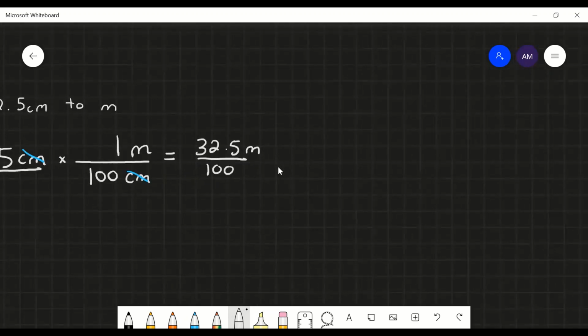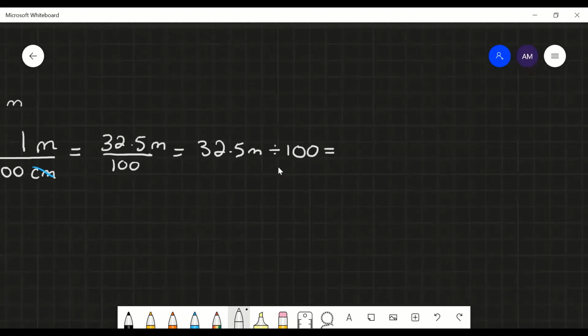Okay, well, remember that a fraction is just the top number, the numerator, divided by the bottom number, the denominator. So this is really just 32.5 meters divided by 100, which makes 0.325 meters. This is our final answer.